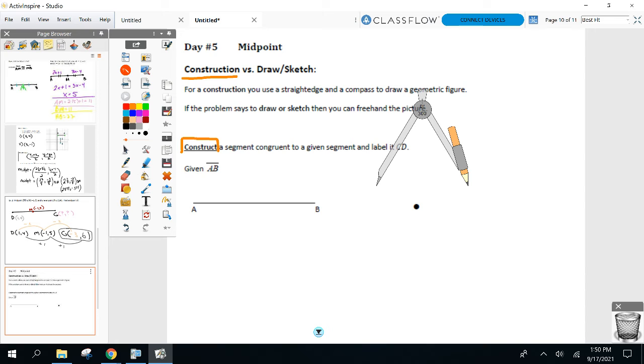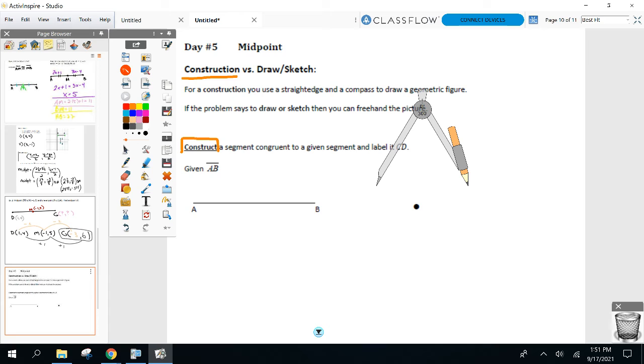Versus if you see the directions draw or sketch, that means you can just take your pen or pencil and freehand it. I don't need to use any compass. Everyone see that? So in the directions, if it says construct the following, I've got to get my straight edge and my compass out. All right, I'm going to show you 2 different ways to use your compass.